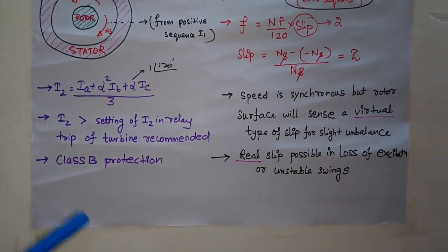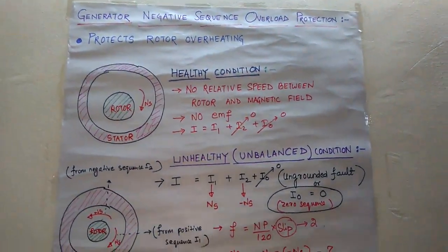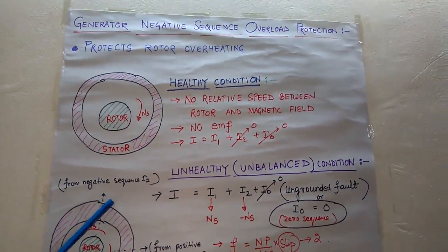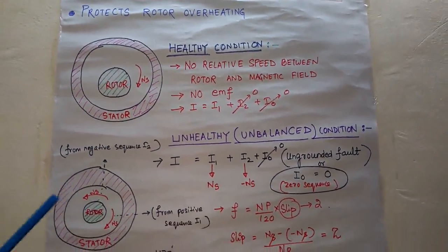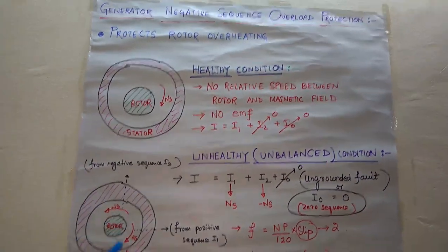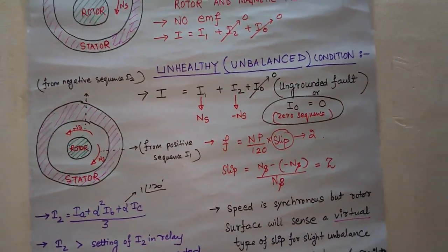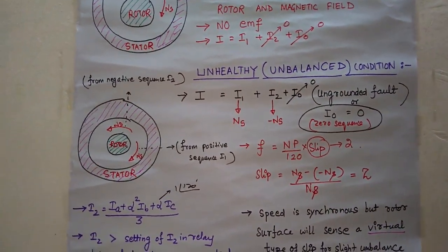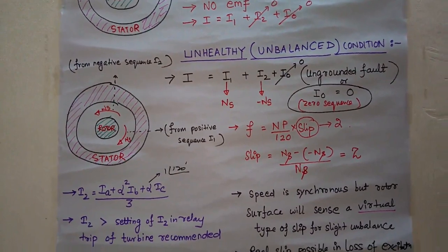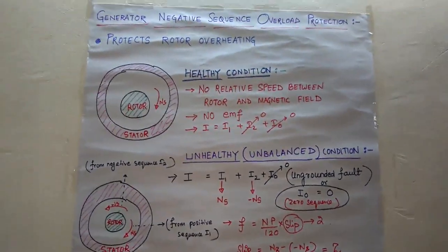Okay, so this is all about the negative sequence overload protection, and the same theory is also applicable in induction motors. Whenever there is unbalance, there will be some EMF over the rotor surface and there will be heating of the rotor. So now I will explain what are the conditions for this negative sequence overload.